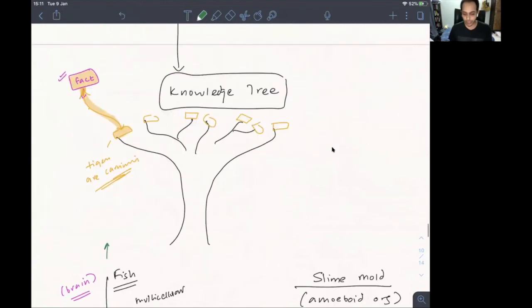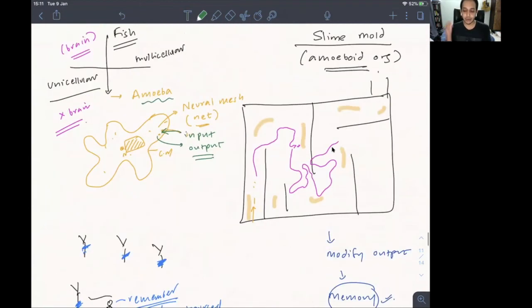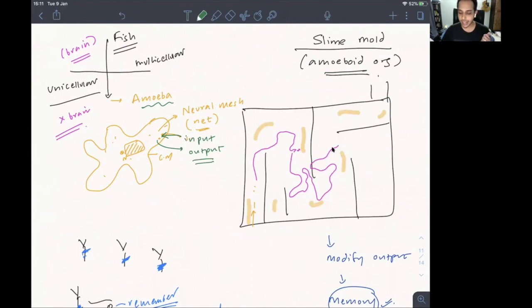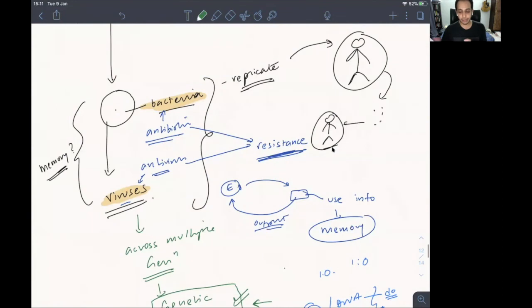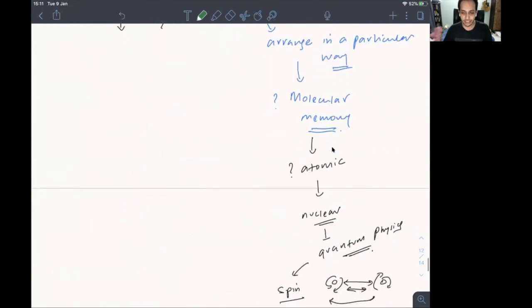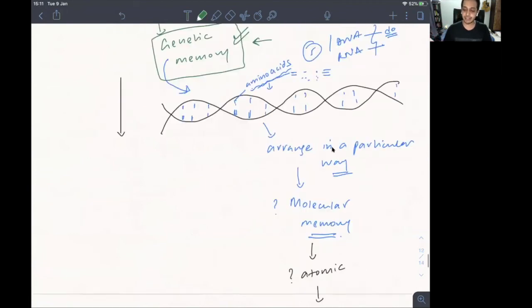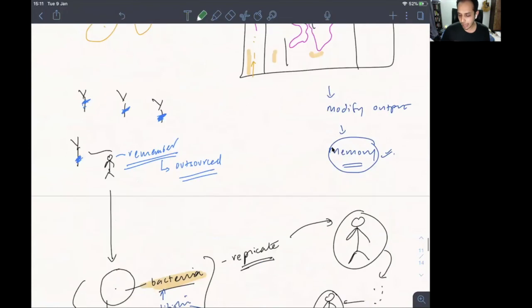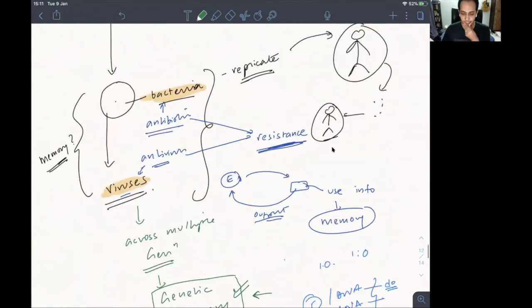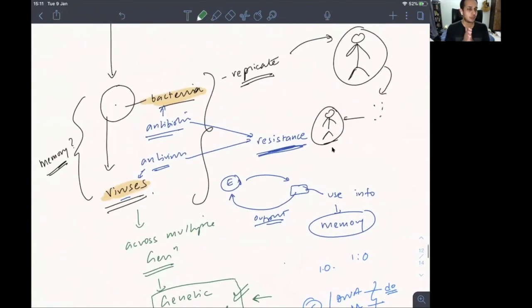And we talked about knowledge tree, and then we went down the rabbit hole into unicellular organisms and whether there is memory there. Then we talked about genetic memory in bacteria and viruses, and then we briefly touched upon quantum physics, and then we talked about immune memory. Okay. And is there anything I wanted to touch? No, I'm going to look at the questions that people have asked.